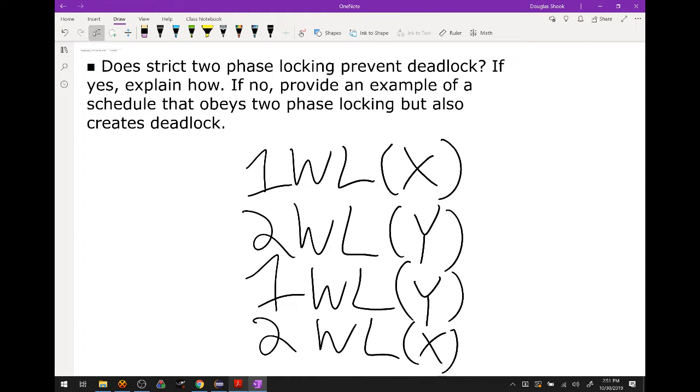Any questions about this problem? This is the simplest way that I know to answer it. Yes? So how can the third step require the lock to happen? It can't. That's the problem. That's why deadlock occurs. It can't.